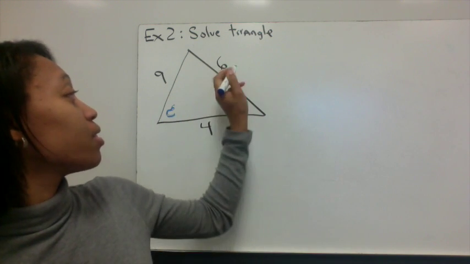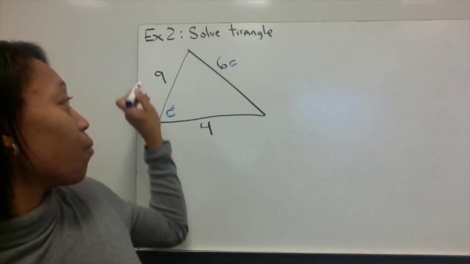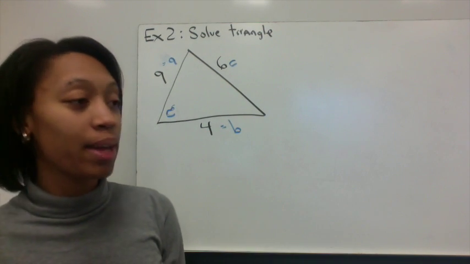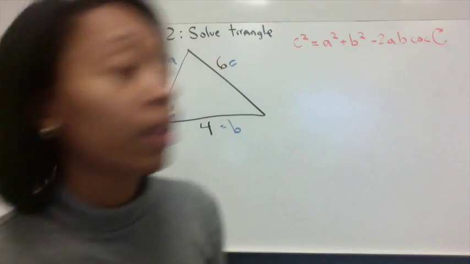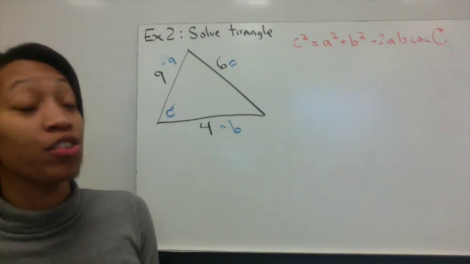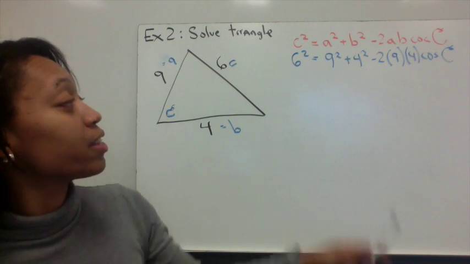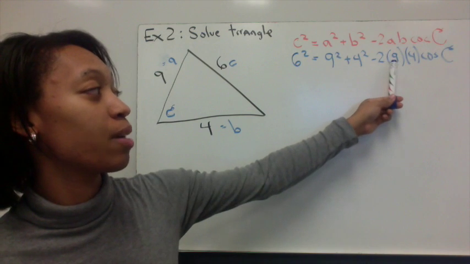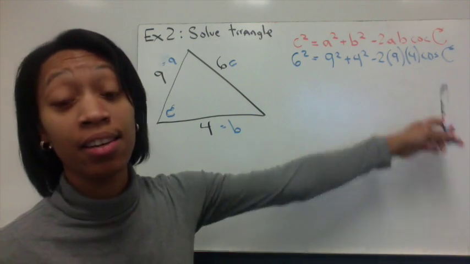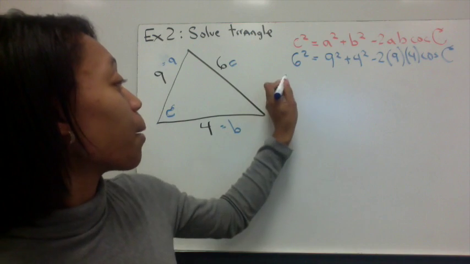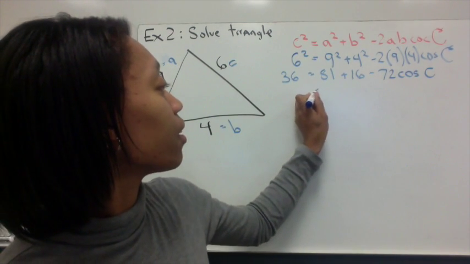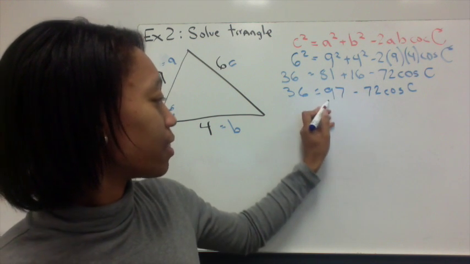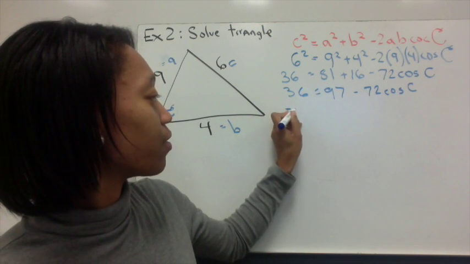If this is my capital C, this is my lowercase c, and we'll let the other sides be A and B. Alright, so let's go ahead. First, remember your cosine rule, and now we're going to plug into it. Plugging in gives us 6 squared equals 9 squared plus 4 squared minus 2 times 9 times 4 cosine C. So simplify. 81 plus 16 gives us 97, minus 97 to the other side gives us negative 61.